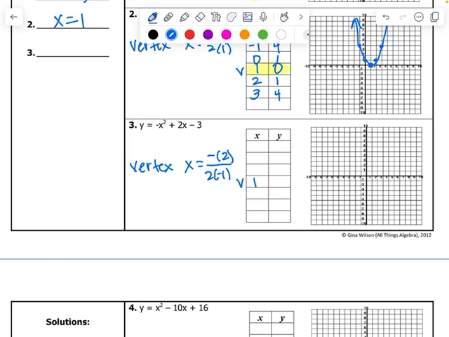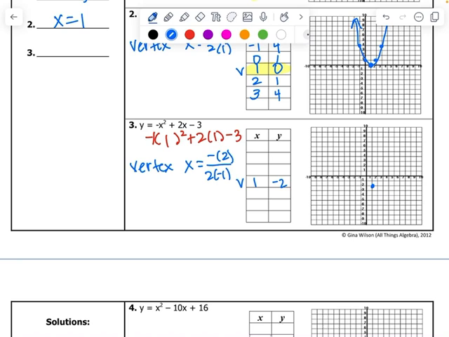Please remember that when we plug into this equation, we have a coefficient of negative 1 for x squared. So we're going to plug in negative. The square is only for the x coordinate. So it's almost like we have negative 1 times that number squared plus 2 times 1 minus 3. So what do we get? We would get negative 1 plus 2 minus 3. That gives us negative 2. Interesting.